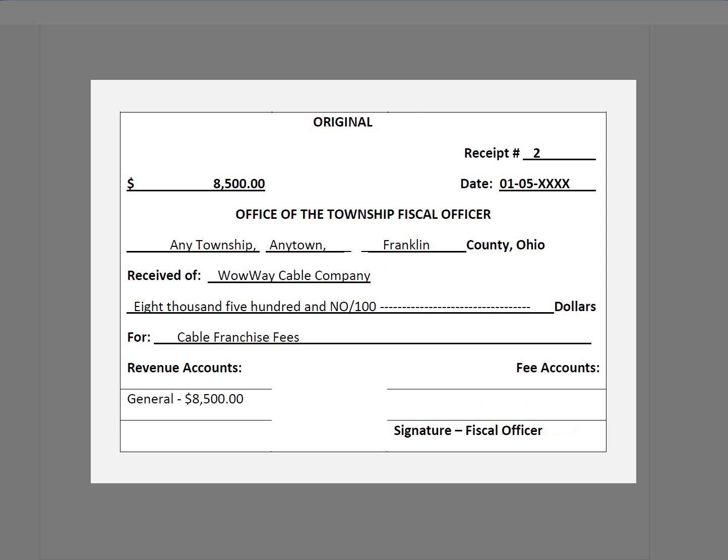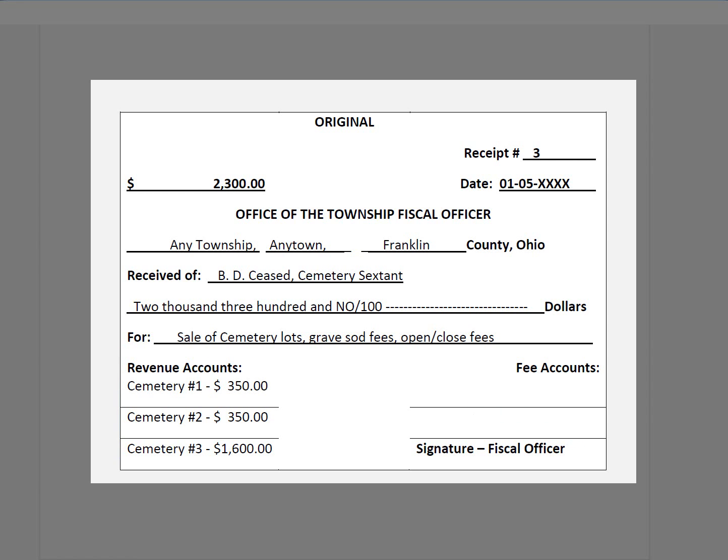The second fiscal officer receipt is for the cable franchise fee check received in today's mail and deposited by the fiscal officer. The receipt contains the revenue account distribution in the bottom left corner. The third receipt is from the cemetery sexton for his daily collections and deposit. Notice the description in the for area lists the different types of revenue, and in the bottom left corner, the revenue is posted to 3 different revenue accounts. This is just a sample of multiple account receipts. At your entity, these items may not post to 3 different accounts.